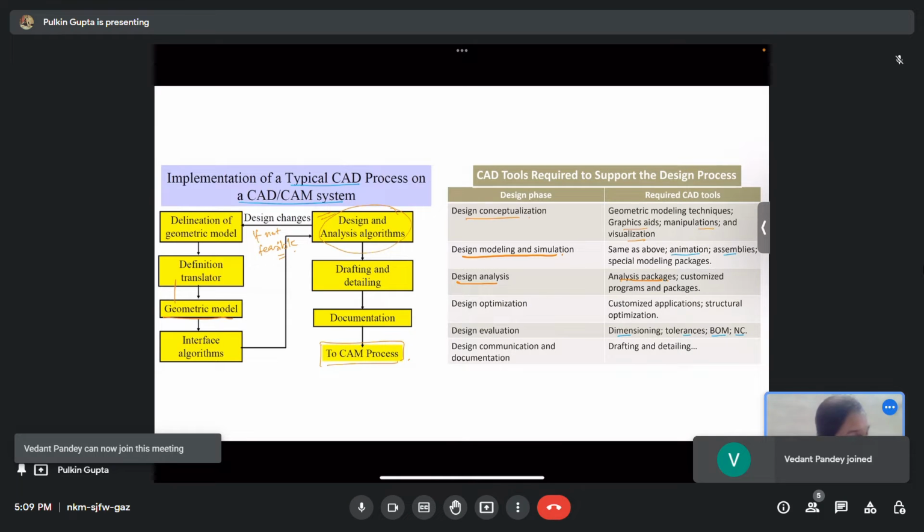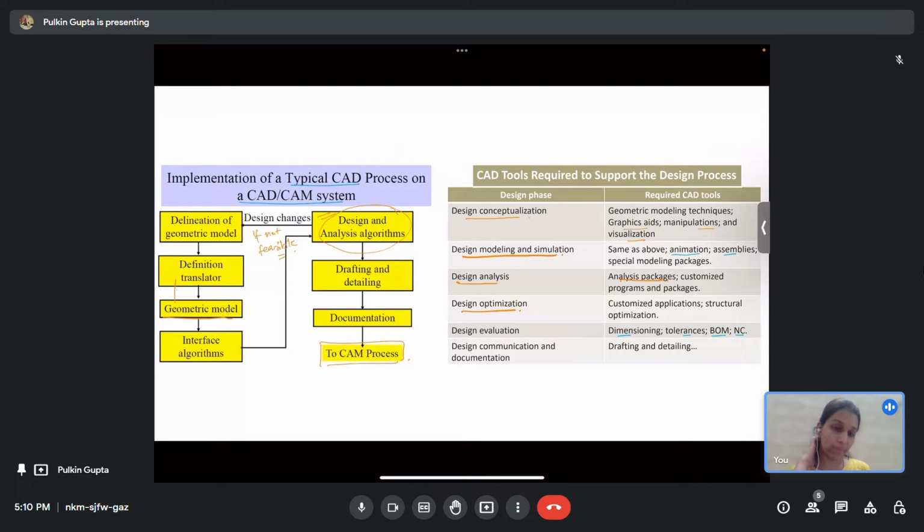Then you go to design optimization. Based on the results from the above analysis, you optimize the design. So suppose you have a cube, and there is lesser stress concentration in the middle, and you don't need the middle part, actually it is not supporting anything, so you can just get rid of this part, so that will save you material. And then the design communication and documentation.